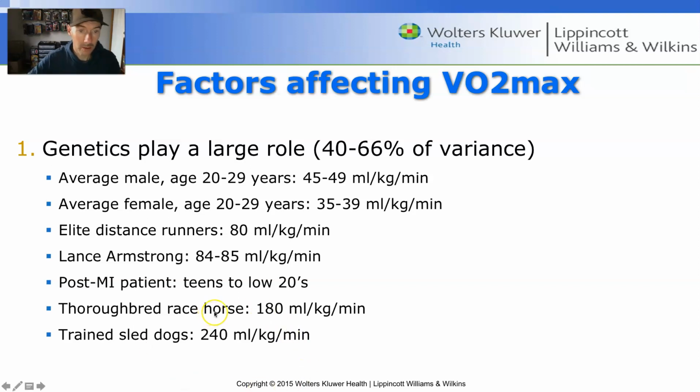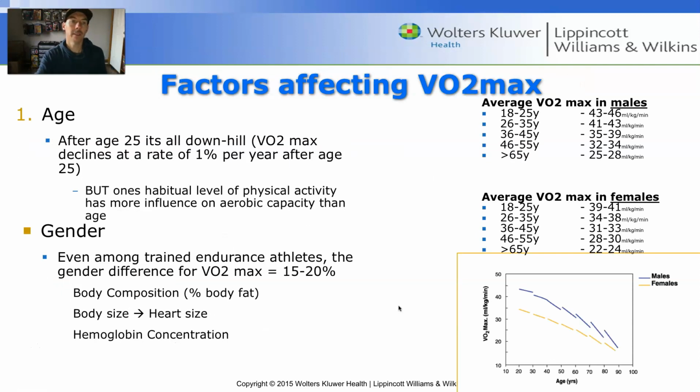So the racehorse has a really great Q. The sled dog has a really great AVO2 difference, okay? And that might explain why they have such high VO2 maxes. Let's move on to a couple other factors.